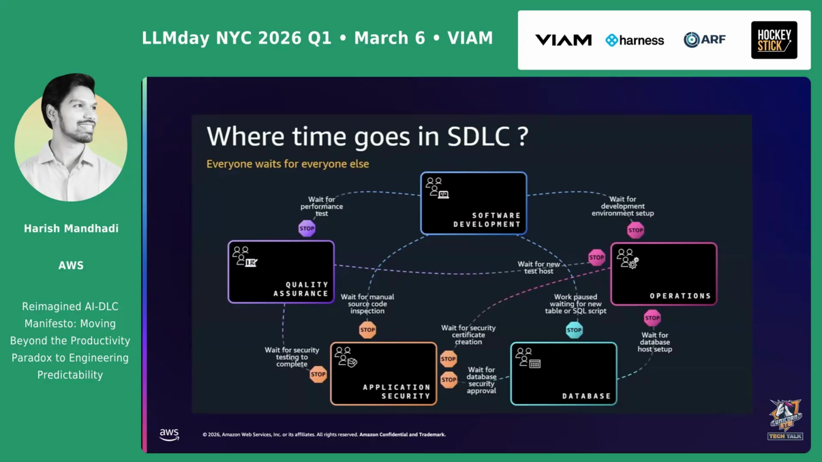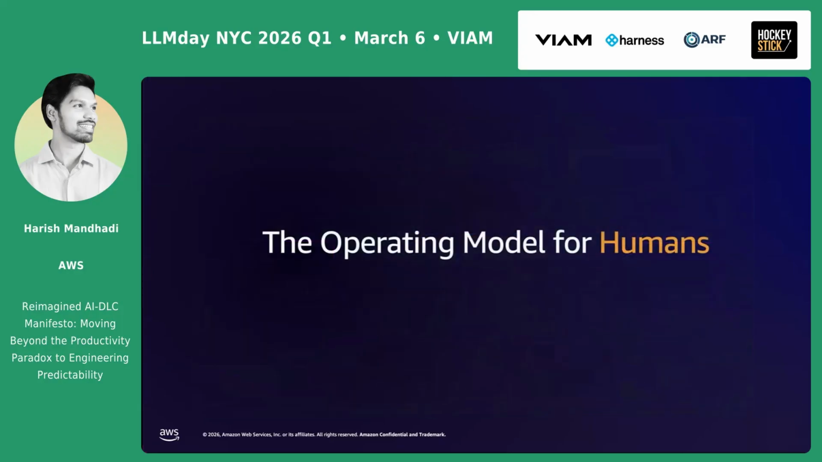So how do you break this kind of cycle? Because writing code faster doesn't mean that you're shipping products and features faster, right? You need to solve some bigger problems, which are the human problem and the dependency problem, for which we have an operating model for humans. This is the new reimagined way.